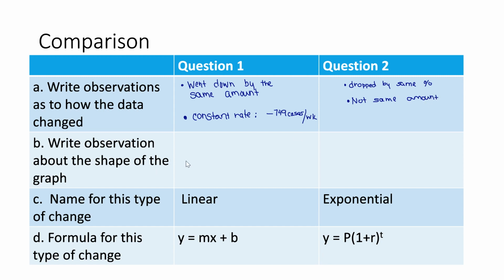So we're to write observations about the shape of the graph. So the first graph turned out to be a straight line, and we saw that best with the technology. And the second graph ended up having some curve to it. So naming wise, when we have the straight line, we call it linear. When we have the curve with the constant percent, because there's lots of curves out there, but specifically the curve with the constant percent, we call those exponential. And we have two formulas, one for linear and one for exponential. And we'll get into the details on those formulas in our next video.